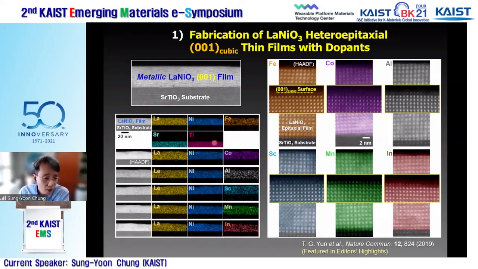It's a metallic material. By using different types of dopants, including iron, cobalt, aluminum, and scandium, we can examine the effect of the composition, because the thin film is basically the same. The only difference is the dopant. So by using such an experiment, we could examine the effect of the dopant composition. As you can see, the thin film fabrication is very successful, and the surface is very clean without any secondary phase.